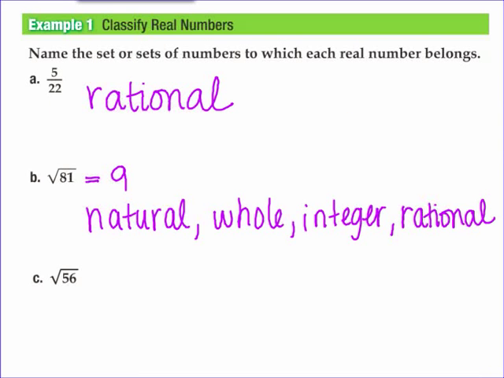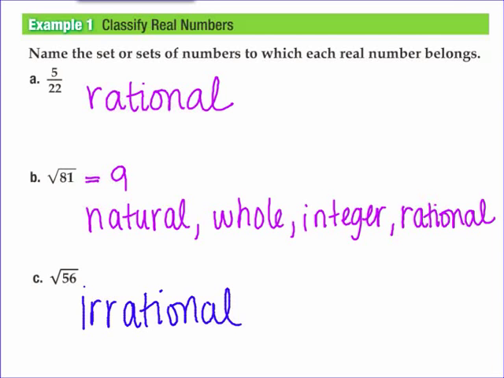Okay, and so it's going to be one of those things that might help you to look at that. So let's think about square root of 56. Is that a perfect square? Do I know what the square root of 56 is? No. Okay, so now I need to think about that. So it's not a natural. Is it a whole? No. Is it an integer? No. Can I write that as a fraction? No. So what's it going to be? An irrational number.